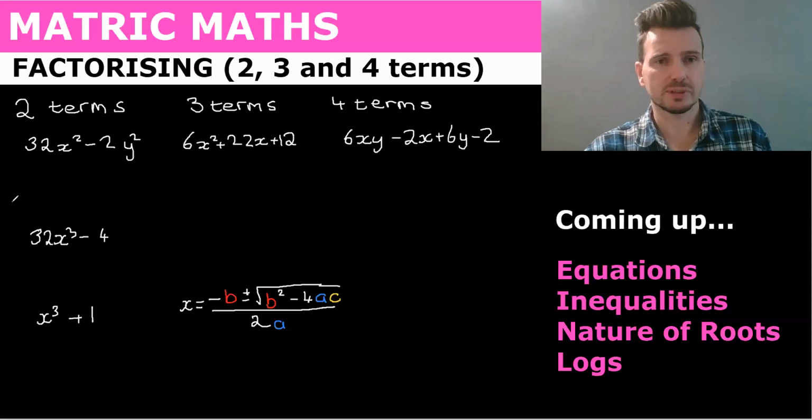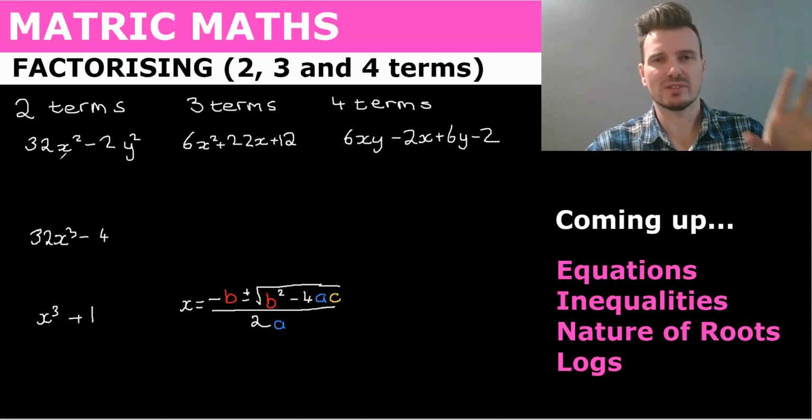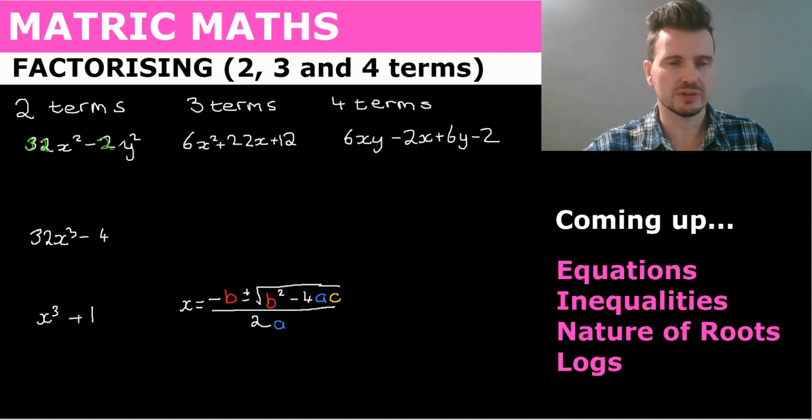So let's get to it. With 2 terms, you're either looking at a difference of squares or a difference of cubes or sum of cubes. So if you don't see a perfect square in the first number, like here you see a 32, it's usually disguised because the first thing you do with factorizing is you look for common factors. So when I look at the 32 here and the 2, I see the 2 goes into both of those. So I can take out a common factor of 2 already.